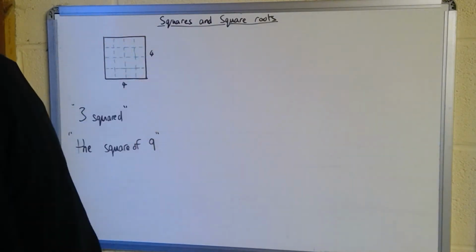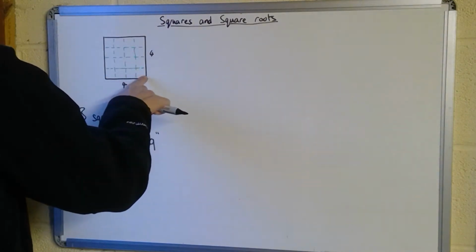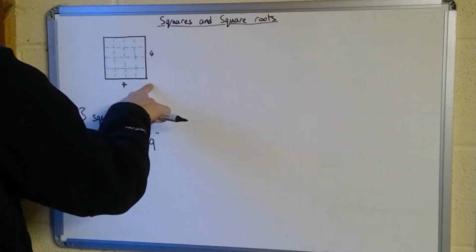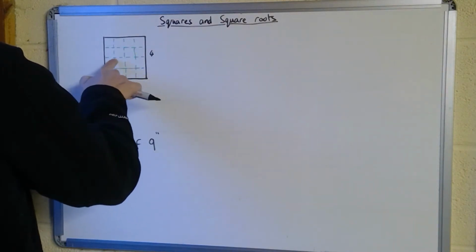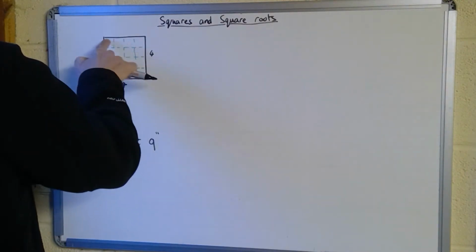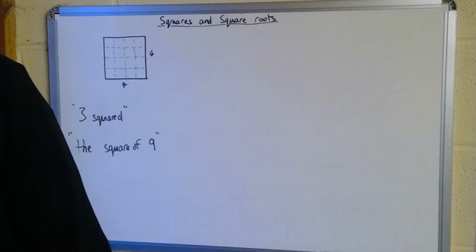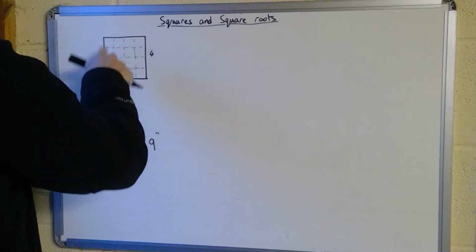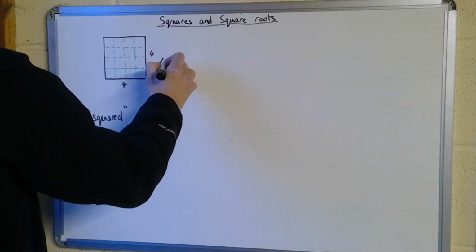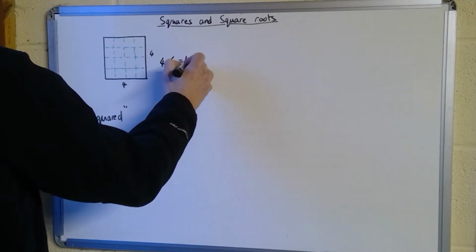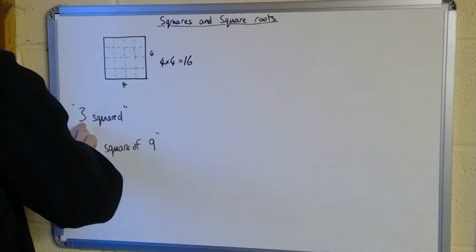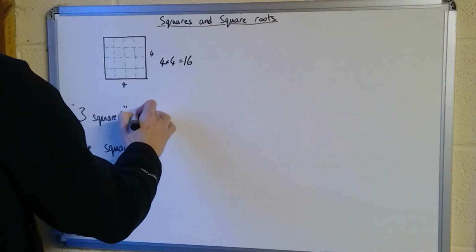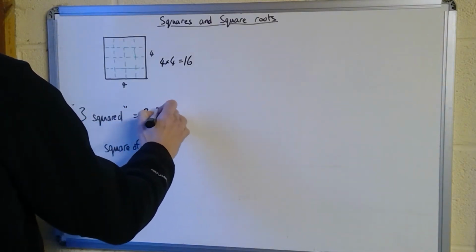If I look at this example here, if I have this square that's 4 units by 4 units, you see there's 1, 2, 3, 4, 5, 6, 7, 8, 9, 10, 11, 12, 13, 14, 15, 16 small squares in between. So 4 times 4 is 16. And we can also call that 4 squared. So sometimes we might say 3 squared, which would be 3 times 3.